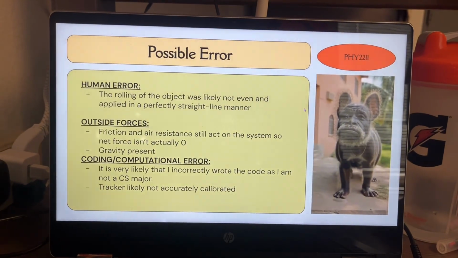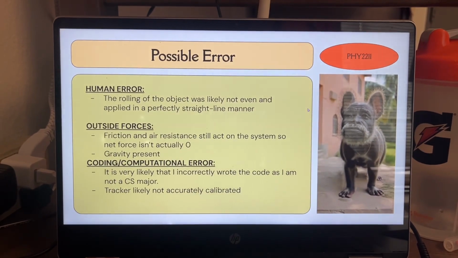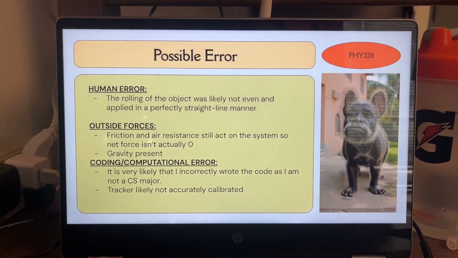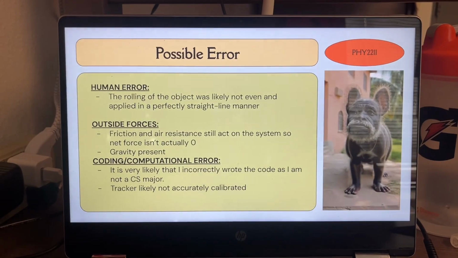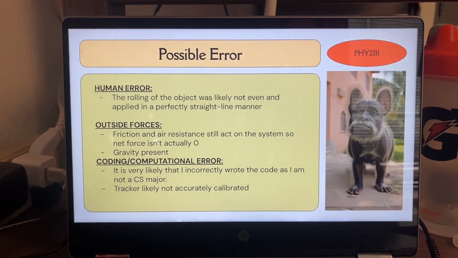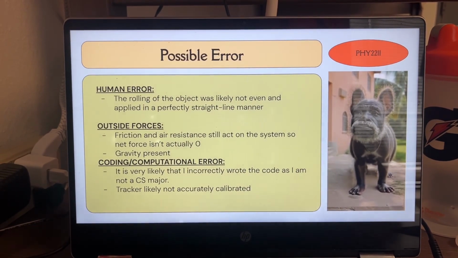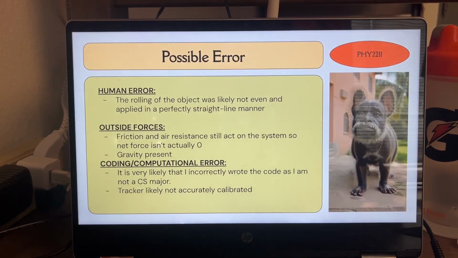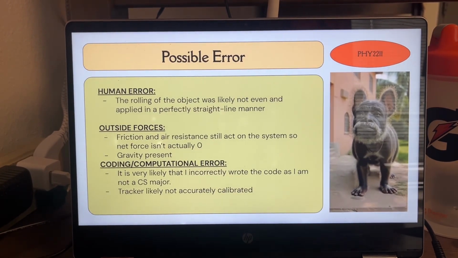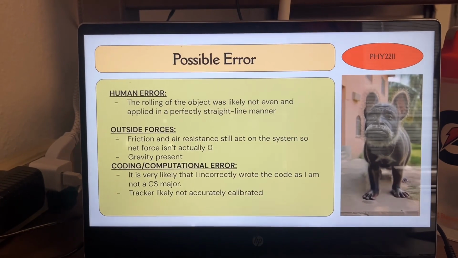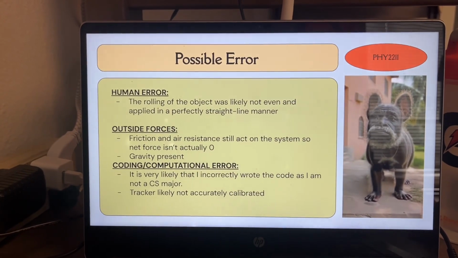Some possible errors that could have contributed to this were human errors, like not pushing the bottle in a perfectly straight line, and friction and air resistance were definitely probably acting on the bottle. Also, there could have been some coding issues, as we would not have done it perfectly.